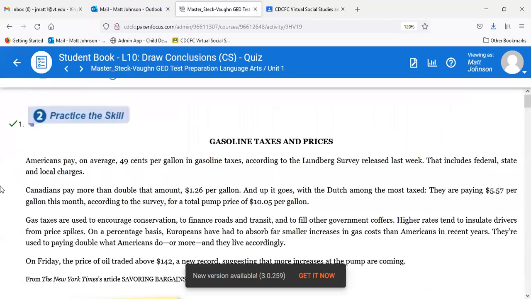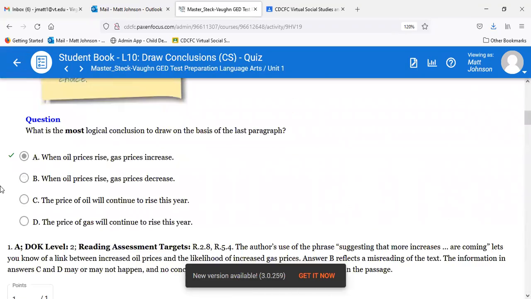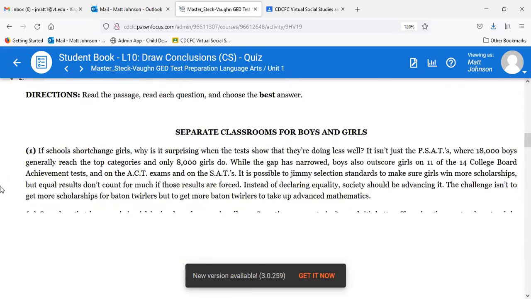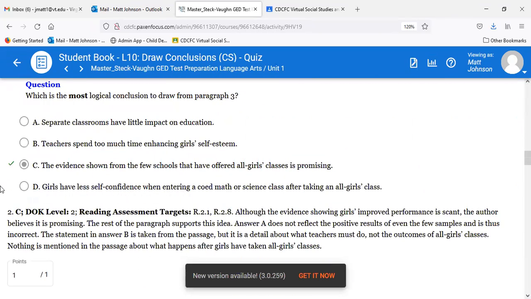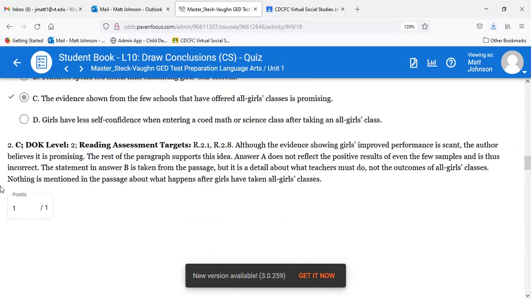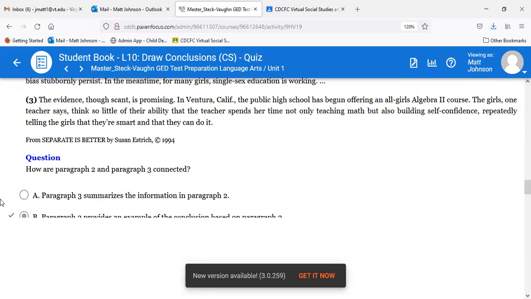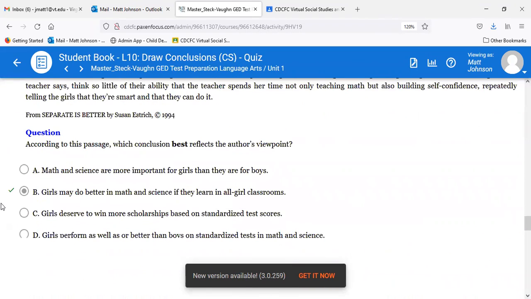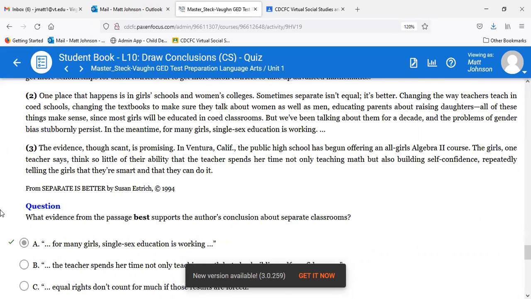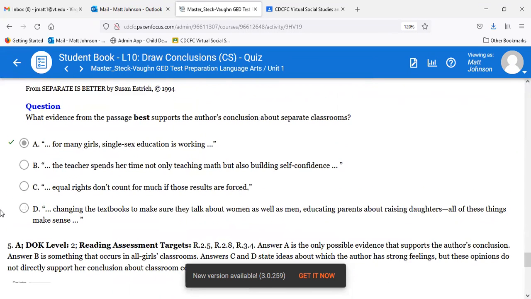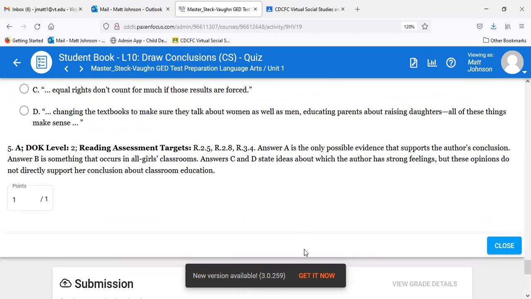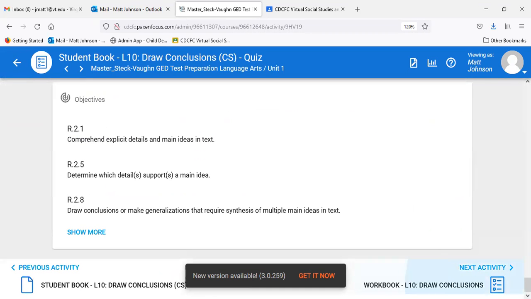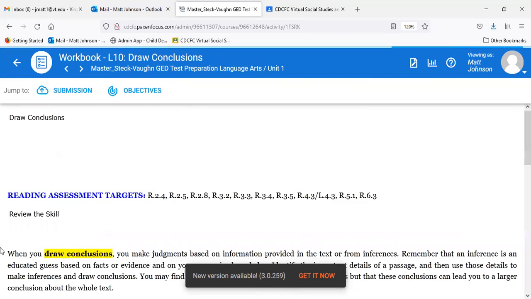The answer for 1 is A. 2 is C as in cat. 3 is B as in boy. 4 is also B as in boy. And 5 finally is A. Okay. All right, so we'll move over to the workbook.